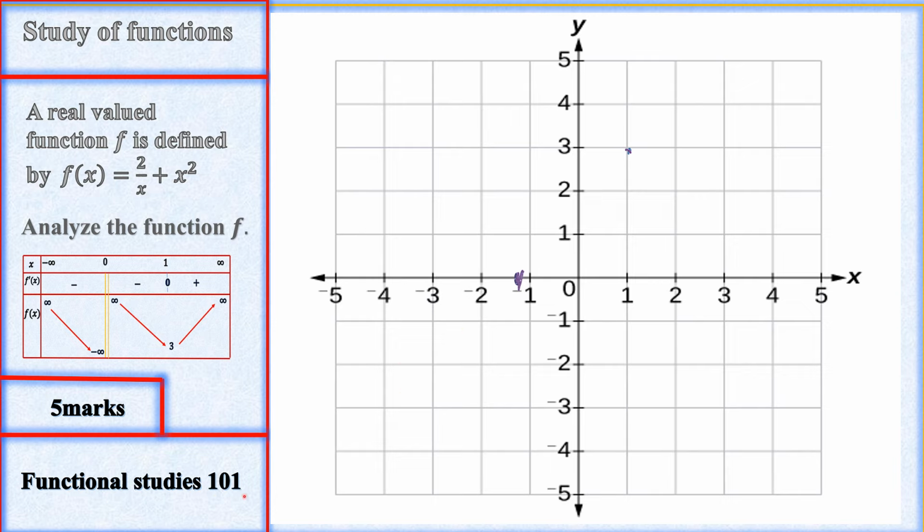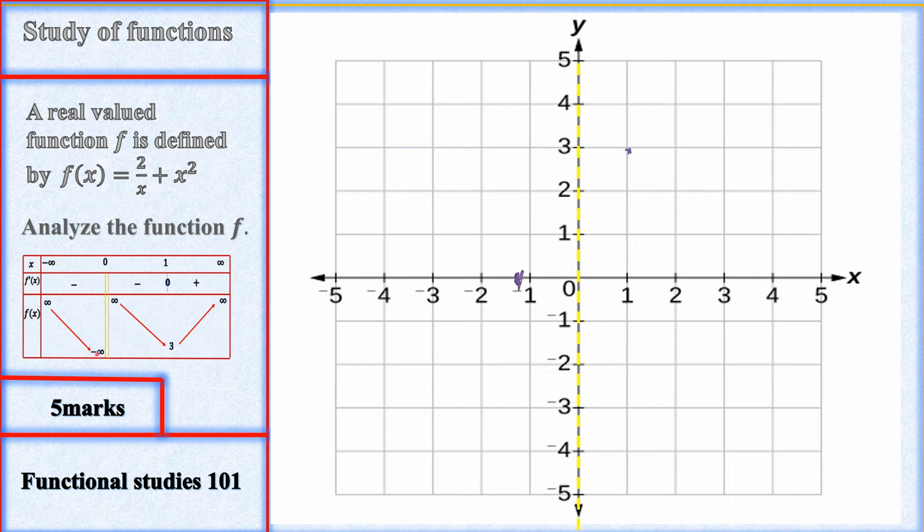Now once you have done that, you have to plot the asymptote. There was one asymptote, the vertical asymptote. Asymptotes on sketches of graphs are indicated with dotted lines. So I'll indicate x equals 0 as a vertical line. Okay, this is my vertical asymptote.